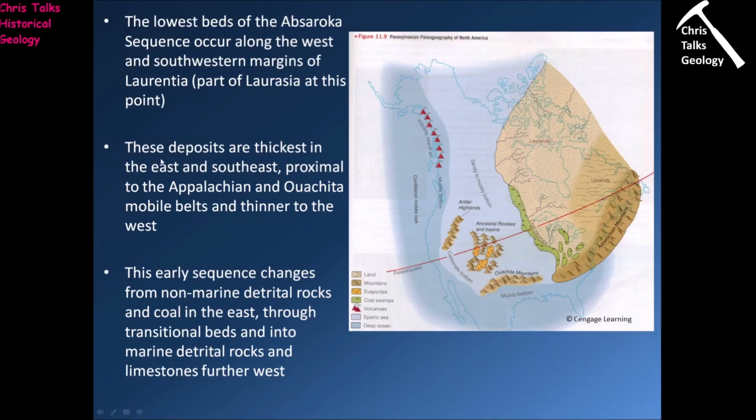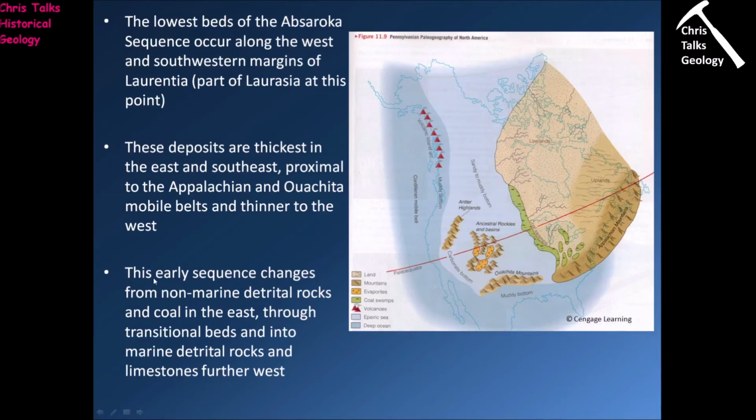We also see that the deposits of clastic sediments which are entering the Absaroka-Epiric Sea are thickest in the east and southeast, proximal to the Appalachian and Acadian mobile belts. So here we have the Acadian Mountains, here we have the Appalachian Mountains, and so these are obviously going to be eroding, producing large quantities of clastic sediment. So we're going to have huge amounts of clastic sediment being deposited along the coastline here. As you move away from the coastline, the amount of clastic sediment is going to get lower, and so you're going to see these sedimentary layers becoming thinner. Not really a huge surprise.